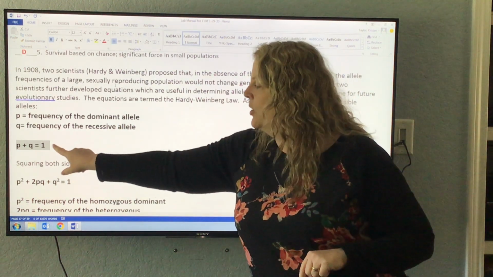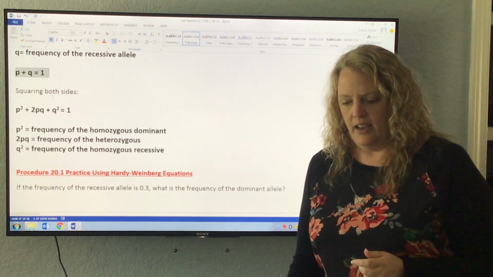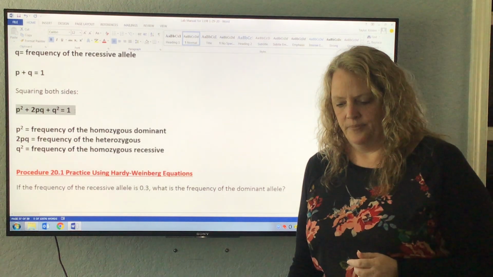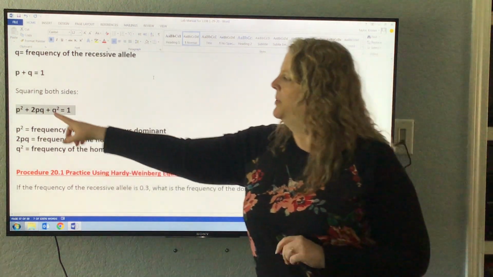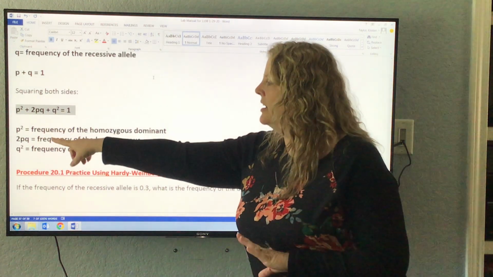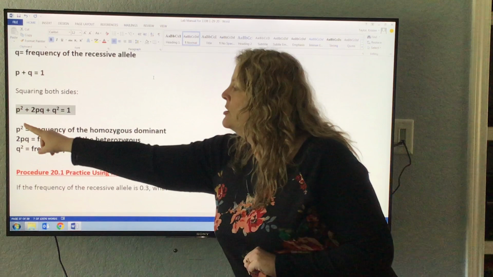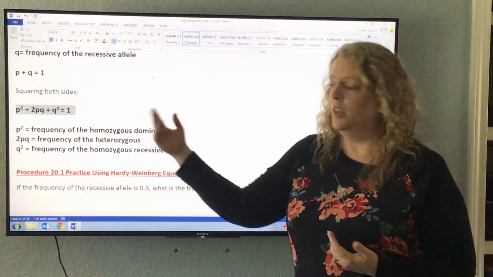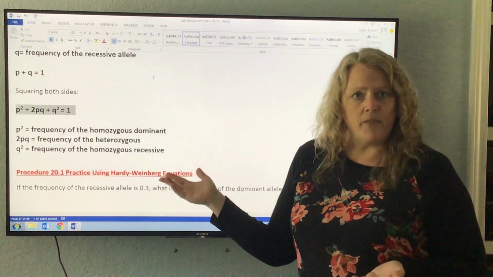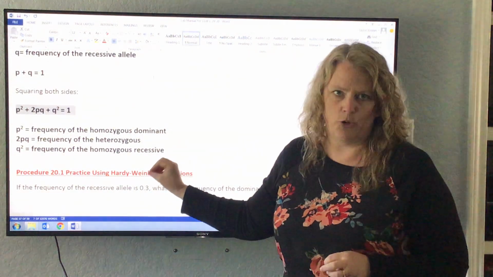Now, we're going to take this equation, we're going to square both sides. And this is how you end up getting that. Okay? So when you square them, you're going to get P squared plus 2PQ plus Q squared. Those three numbers have to add up to 1. So what it's solving for here will be the genotypes.